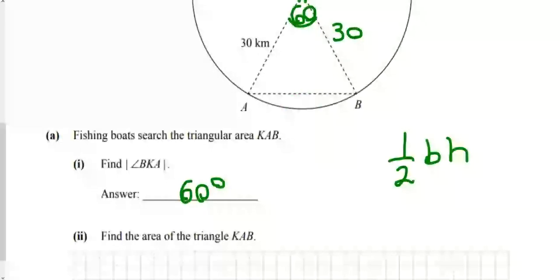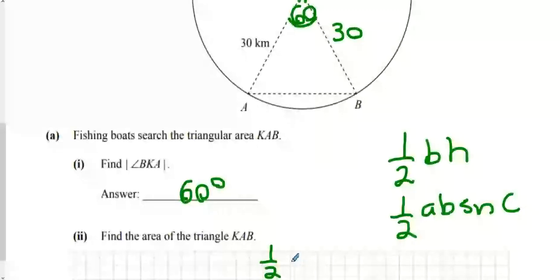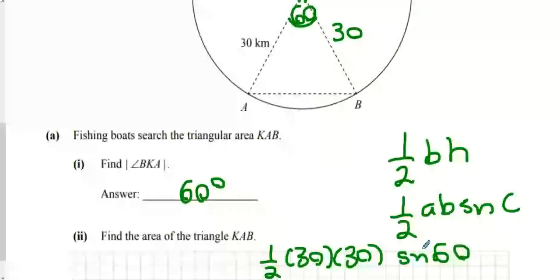All right. Anybody have any alternative suggestions? Half a b sine C. Half any two sides and the angle in between. So what's that going to be? A half, 30 times 30 times sine 60. And what do we get when we put that into the calculator?